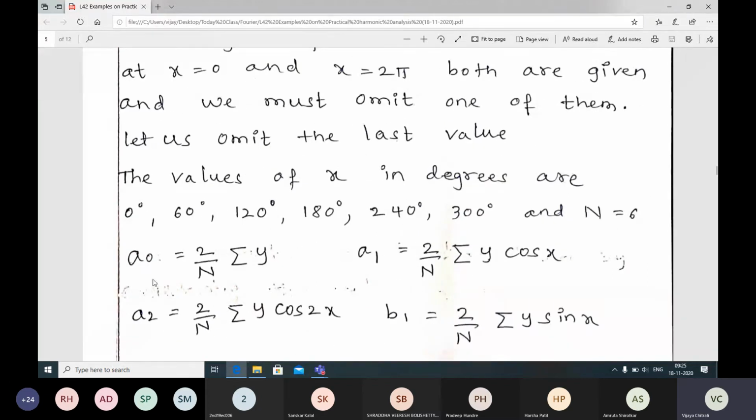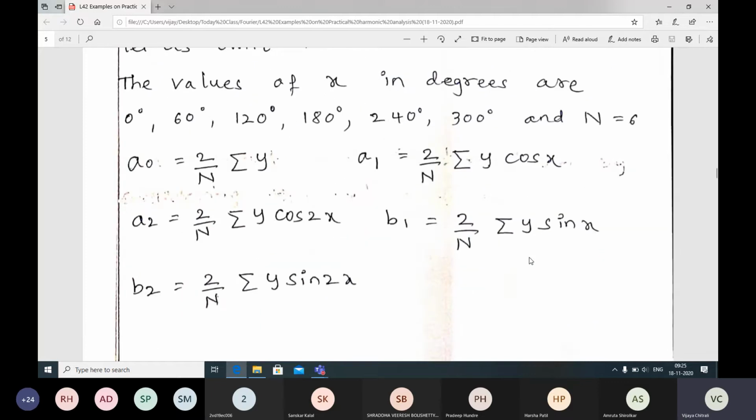And what is a naught? a naught is equal to 2 by N, summation of y. a1 is 2 by N, summation of y cos x. a2 is 2 by N, summation of y cos 2x. b1 is 2 by N, summation of y sin x. b2 is 2 by N, summation of y sin 2x. So I want summation of y cos x, summation of y cos 2x, summation of y sin x, and summation of y sin 2x.